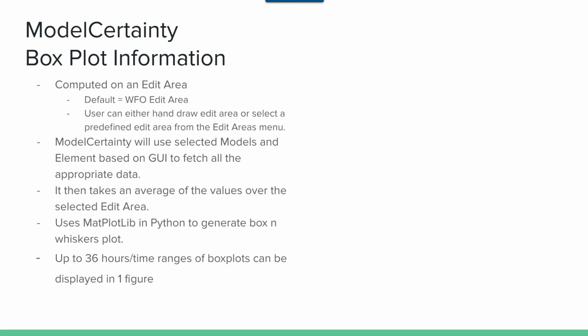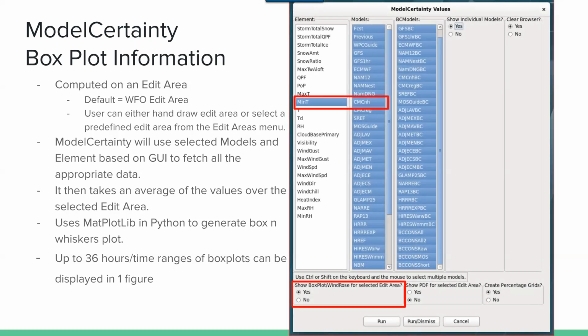All right, so one of, I think, the most used functionalities of ModelCertainty is this box plot. I'm just going to run through the generation of a box plot. John, after I'm done here, will do it again in live mode. For the box plot, I'm using a Python library called matplotlib. That's how the image is actually generated, and the statistics behind it are generated through that.